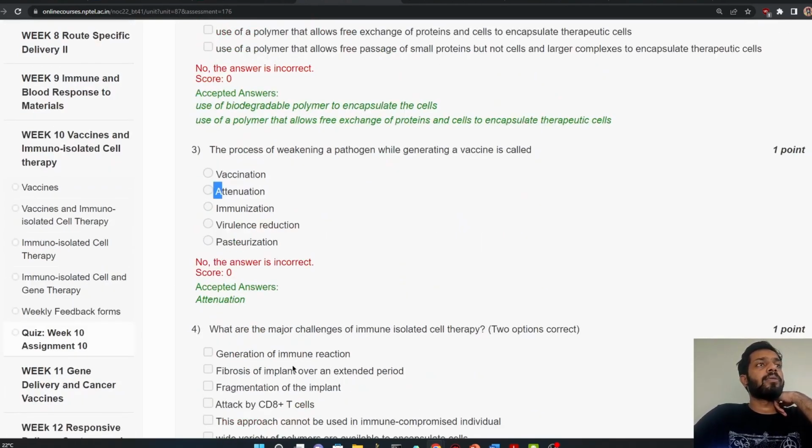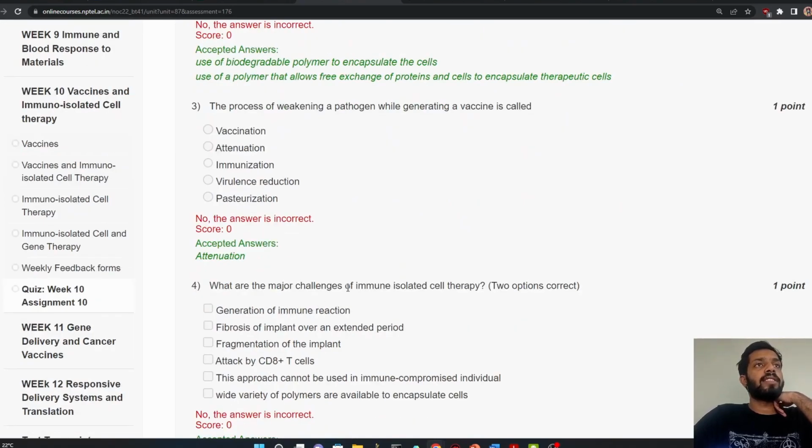Okay. So what are the major challenges of immune isolated therapy? Generation of immune reaction, fibrosis of implant over an extended period, fragmentation of the implant, attack by CD8. So option A and option C, okay. Any other guesses?